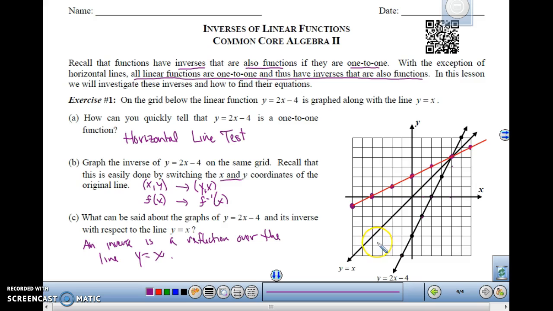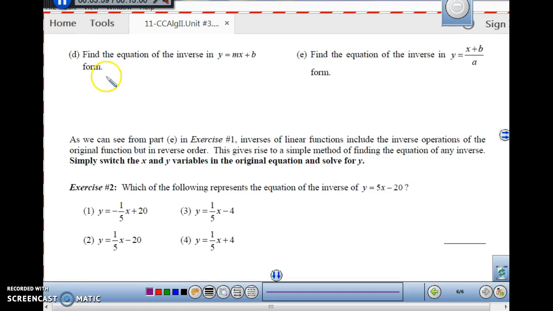All right, now, what's going to be different in this lesson is we are going to figure out the equation of the inverse. So let's see if we can do it from the graph. Well, what kind of graph is this? This is a line. So how do we find the equation of a line? So the equation of a line is y equals mx plus b form. So we need to know what m is, and we need to know what b is.